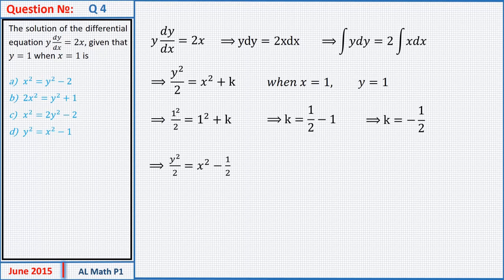Then we replace k back in our equation. We have y squared over 2 equals x squared minus a half. We multiply all through by 2. If we multiply all through by 2, we are going to have 2x squared equals y squared plus 1, which is option 5.